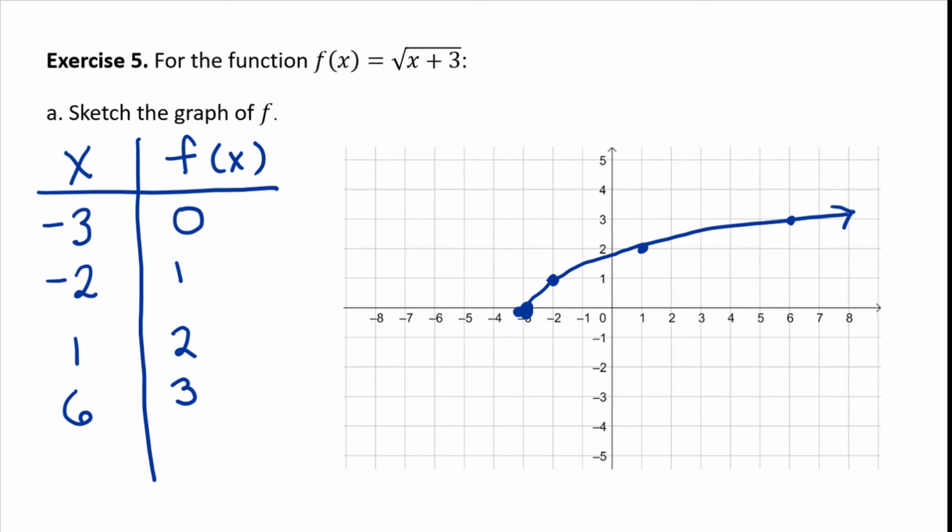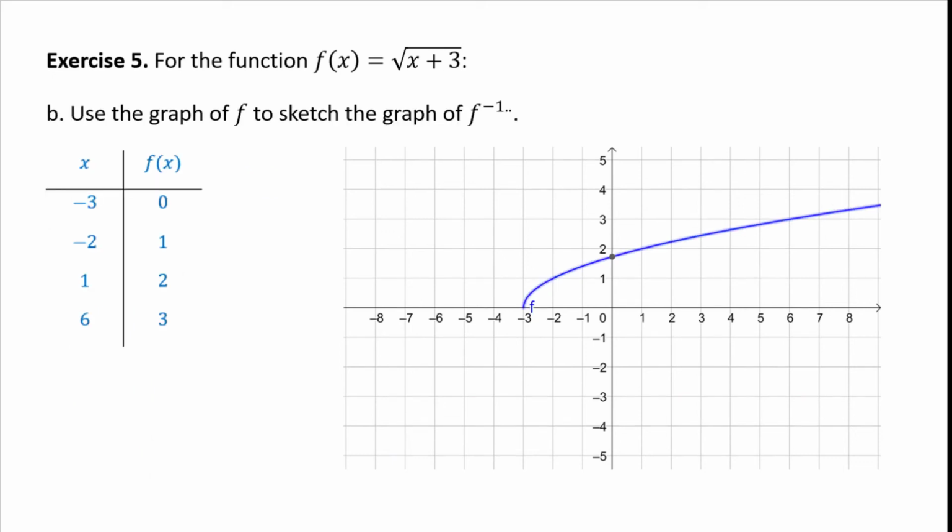Let's continue. Part B, use the graph of f to sketch the graph of f inverse. You can eyeball it. You can also, let's go ahead and just make a t-chart, but switch the x and y values. So I'm going to make a t-chart for x and f inverse of x. And remember, for the inverse, you just switch the domain and range.